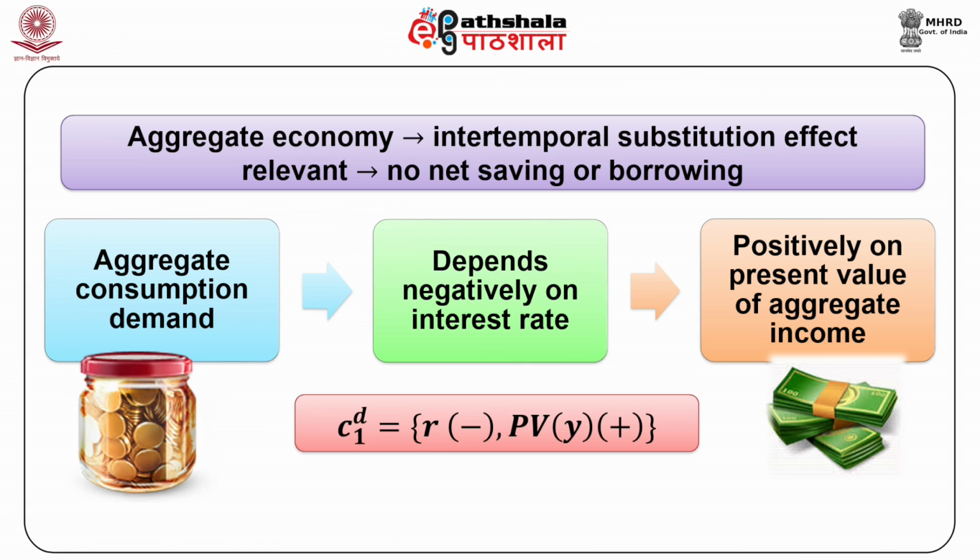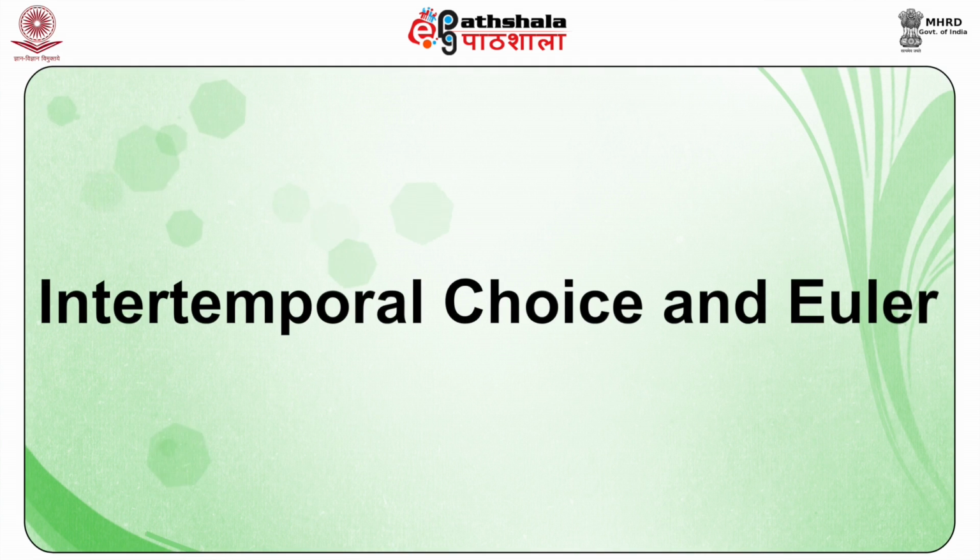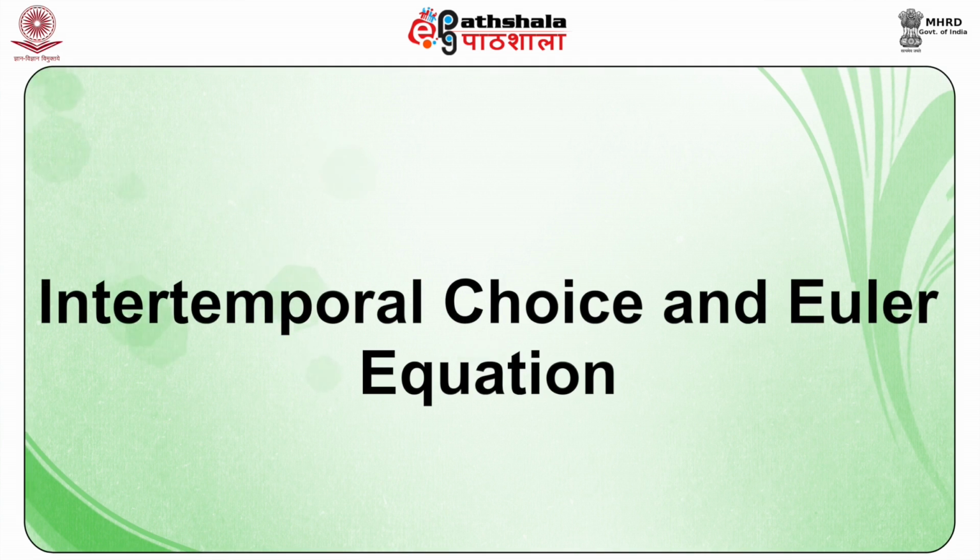For the aggregate economy, only the intertemporal substitution effect is relevant since there is no net saving or borrowing in equilibrium, as will be explained later. Aggregate consumption demand, denoted by superscript D, depends therefore negatively on the interest rate and positively on the present value of aggregate income, where C1^D equals C(R, PV(Y)), with signs minus and plus. Let us now understand the intertemporal choice and Euler's equation.